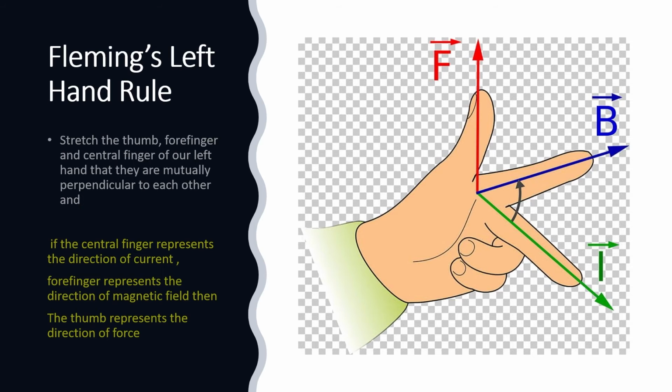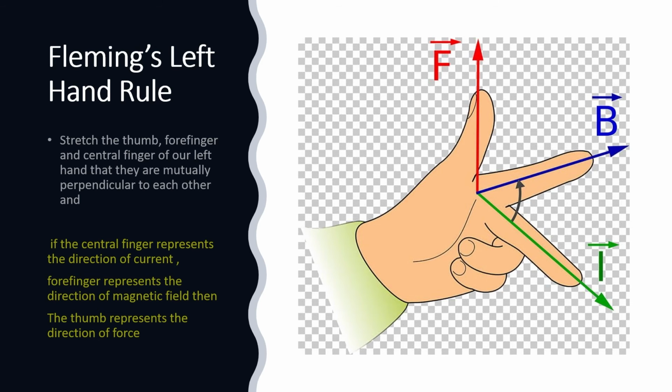to the thumb. Now in the second part, as I mentioned earlier, we'll be assigning the quantities. So the central finger represents the direction of current, the forefinger represents the direction of magnetic field, and then the thumb will represent the direction of force or motion.